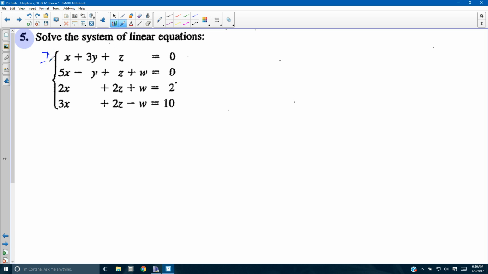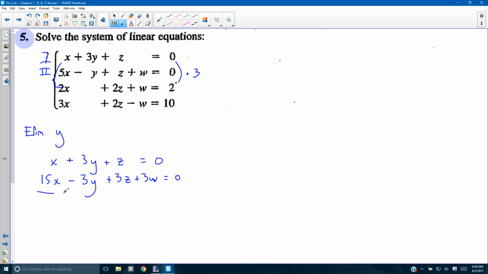So I'm going to take equations 1 and 2, and I'm going to try and eliminate y. In doing so, I'm going to take the bottom equation and multiply it by 3, so I get positive 3y and negative 3y. So I have x plus 3y plus z equals 0. And then I have 15x minus 3y plus 3z plus 3w equals 0. Now I can add down these lists. x plus 15x is 16x. z plus 3z is 4z. And then add the 3w, and this all equals 0.